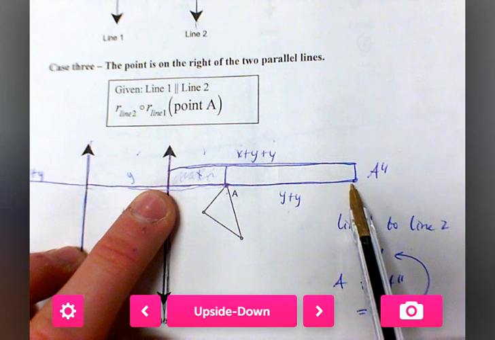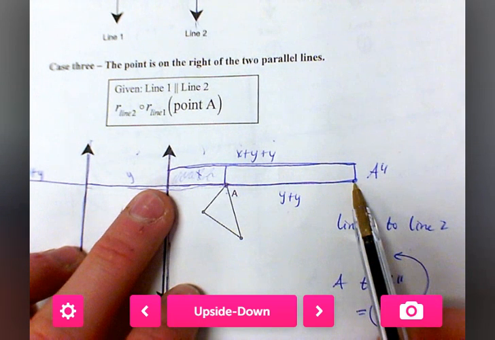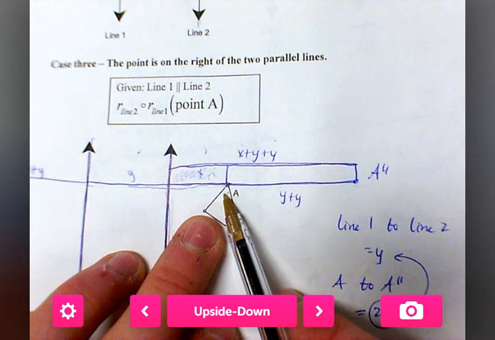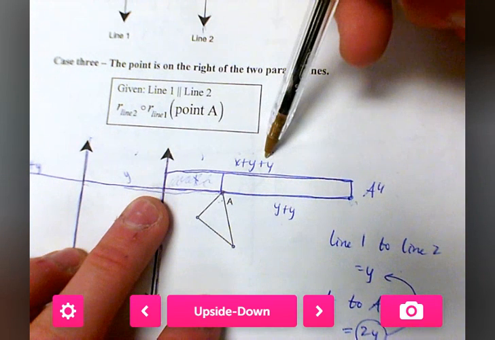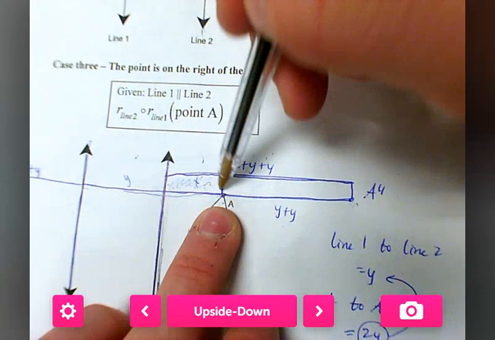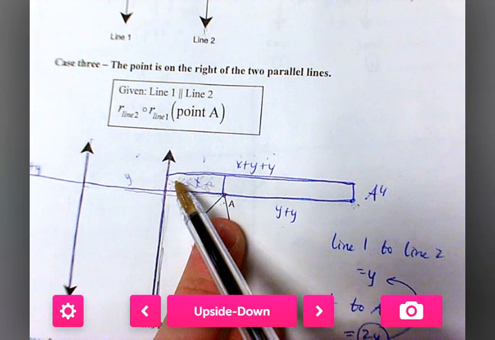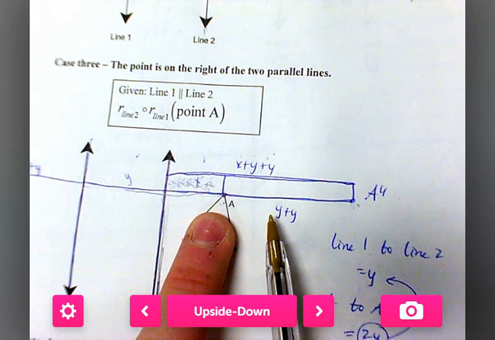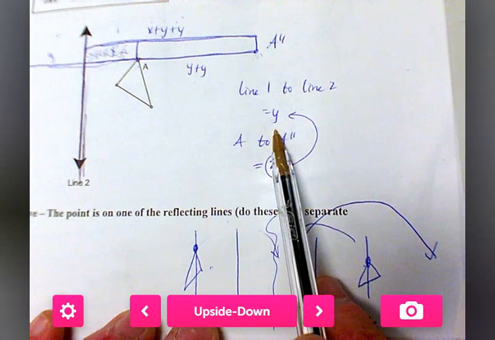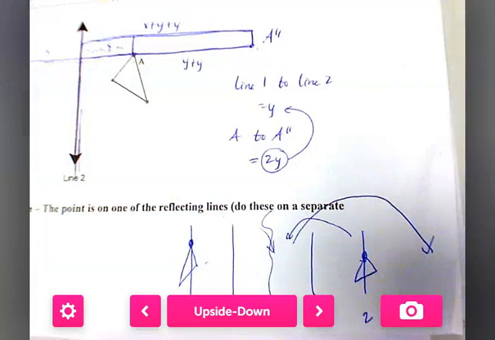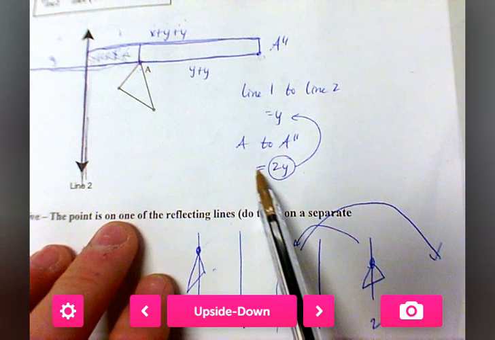Everybody still following here? Doing okay? Good. So the important part, though, was the distance from A to A double prime. Remember, this whole thing from here all the way down is x plus y. But we're starting at a point that's past the x value. You see that? So we're not using this x anymore, so it's just y plus y. So the distance from line 1 to line 2 is y, and the distance from A to A double prime is 2y. Does that make sense? Still holds true. Good.